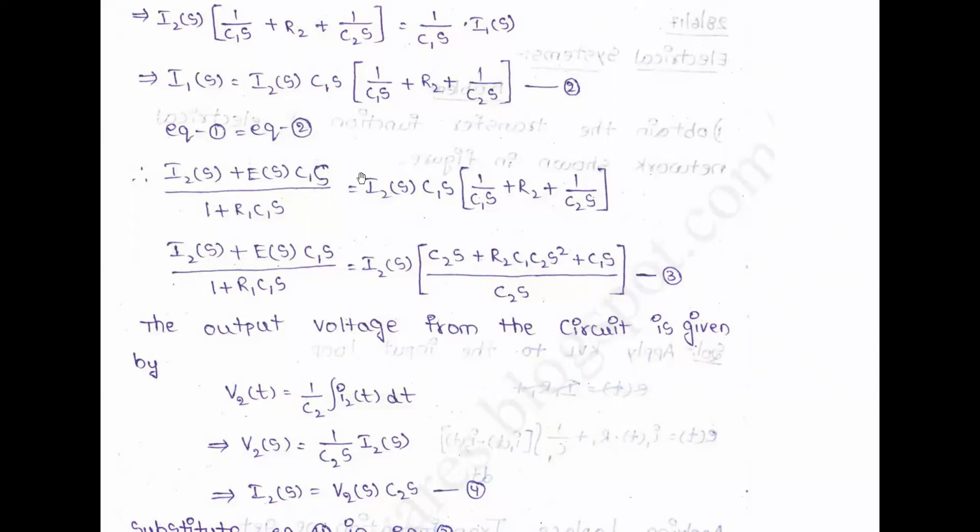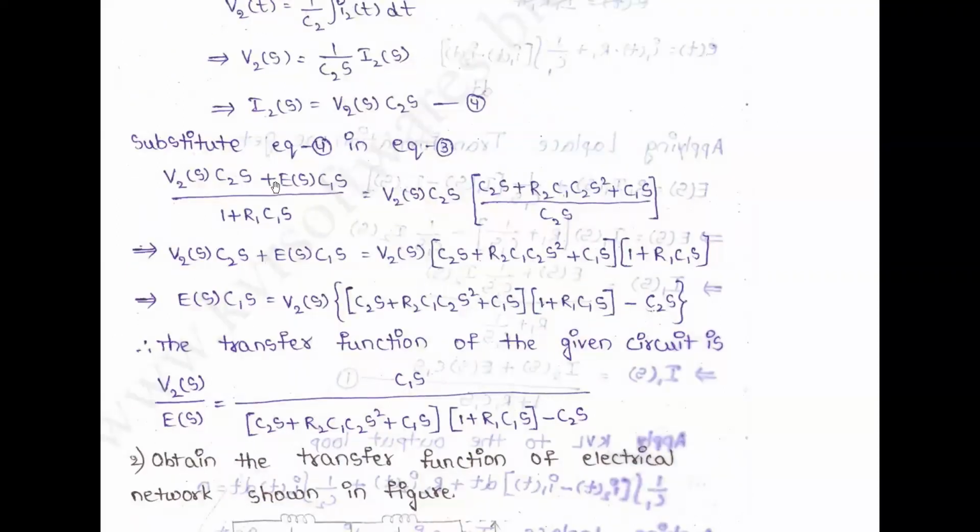The output voltage across the capacitor, V2(t), is equal to 1/C2 ∫ I2(t) dt. Applying the Laplace transform, V2(s) is equal to 1/(C2 s) I2(s). Then equating and substituting equation 4 and equation 3, we get the transfer function V2(s)/E(s).